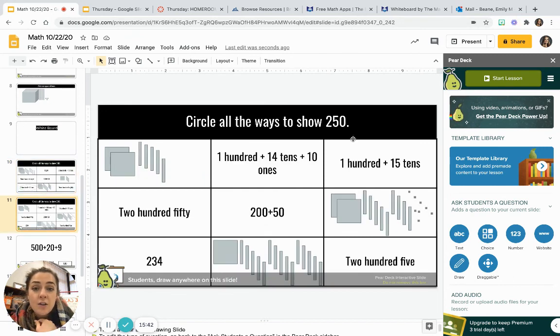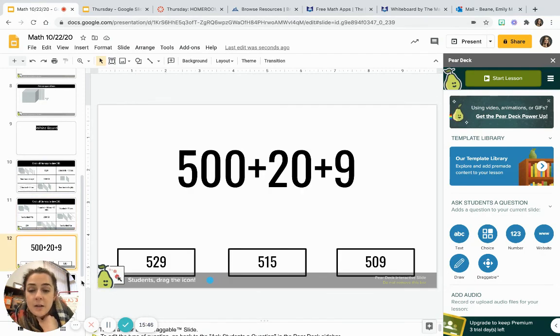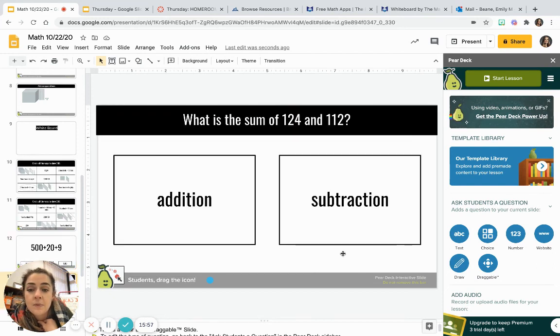This is circle all the ways to show 250. Same thing. These are all Pear Deck slides. Then you're going to drag your icon to the correct number. This says 500 plus 20 plus 9. So I want to know which one of these says that. Then kind of same thing. Would you use addition or subtraction if you were going to say what is the sum of 124 and 112? So you're just dragging, you're not solving it. But would you use addition? Is sum an addition word or is sum a subtraction word?